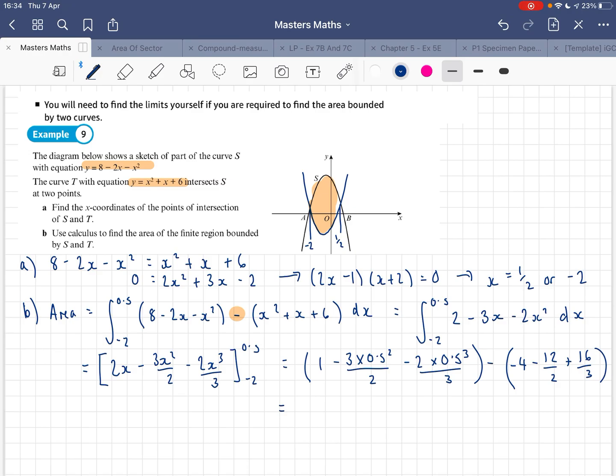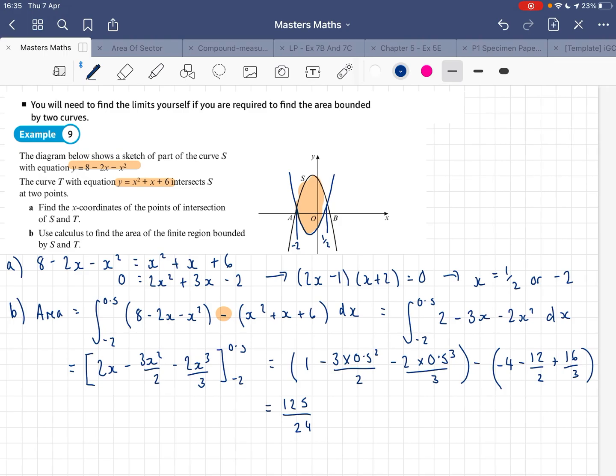I wouldn't substitute by hand; I'd type all that into my calculator, evaluate it, work it out, and I end up with the area is 125 over 24. Again, leave it as a fraction. That's the most accurate, the most exact answer that you can get. If you start putting it into decimals and rounding, then it becomes less accurate. Best to just leave it as a fraction.